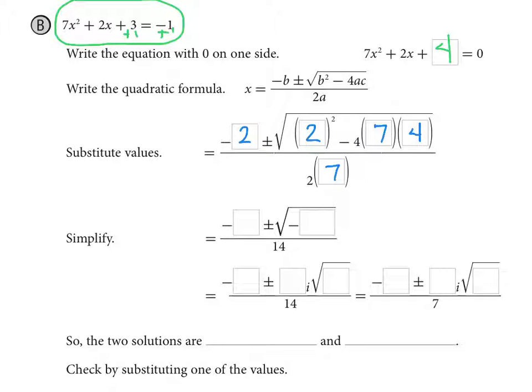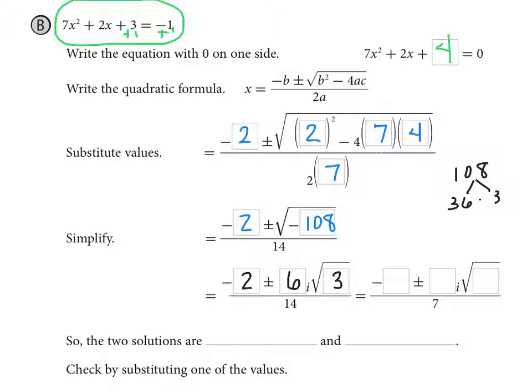All right, we end up with negative 2 plus or minus the square root, and if we do the math underneath the square root symbol, we end up with negative 108, and in the denominator we have 2 times 7, which gives us 14. 108 comes down to 36 times 3. So that square root is going to simplify as 6i, because we have the negative sign, with a 3 left underneath the radical. I still have a negative 2 out front.